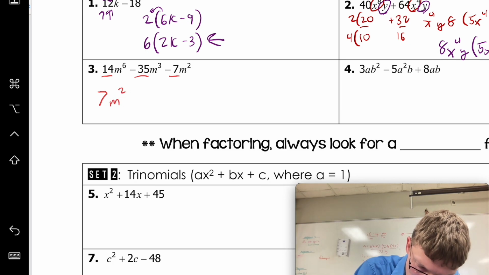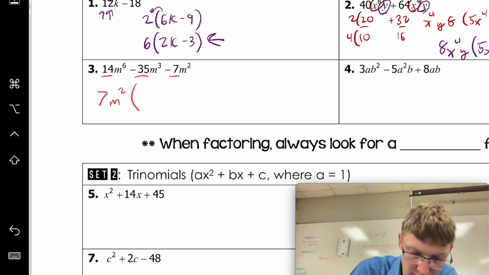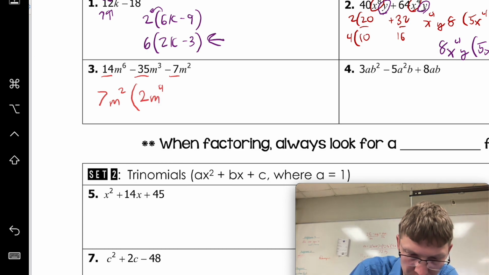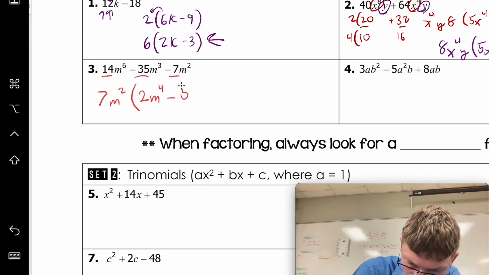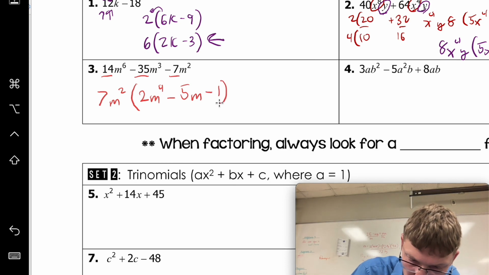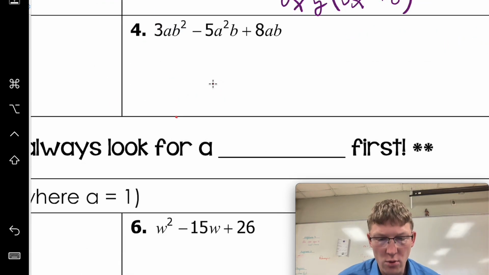We've got m squared. So then what do we have left over? Our 14 m to the 6th divided by 7m squared will be 2m to the 4th. Remember, when we're dividing exponents, we're just going to subtract them. Minus 5m to the 1st. Don't need to write it, it's an insinuated 1. Minus 1. And there we go. All factored. So number 4, you try yourself and we'll see what we get.